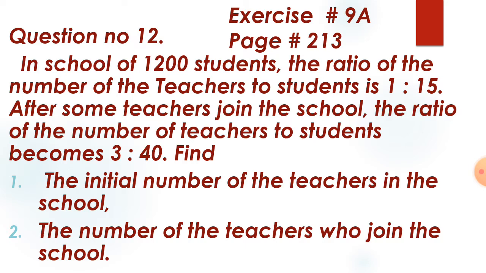So before solving this question, we have to understand the meaning of this question. The question is saying that in a school there are 1200 students, and the ratio of teachers to students is 1:15. And after joining the new teachers, the ratio becomes 3:14. So two things we have to find: the initial number of teachers in the school, and second, the number of teachers who join the school. So let's start the solution.